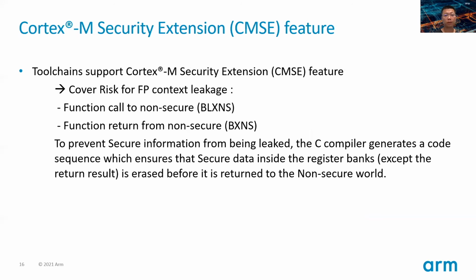The secure and the non-secure software interact using function calls, as we discussed before in the data flow in TF-M. ARM has introduced a range of C compiler support features called the Cortex-M Security Extension, CMSE. A function called with the CMSE feature will prevent secure information leakage. The compiler will generate a code sequence which ensures that secure data inside the register bank will be erased before returning to the non-secure world, except the result returned.